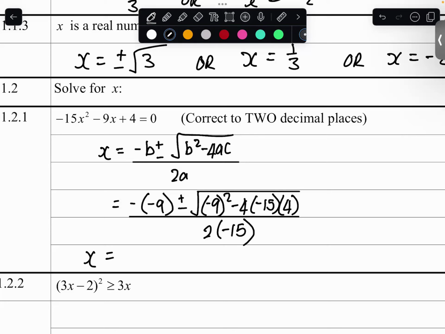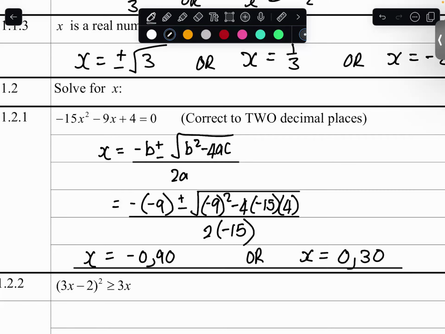So x is equal to, this question said round to 2 decimal places. We had negative 0,9 as one of the answers. So to 2 decimal places, that would be negative 0,90. And the other one is x is equal to 0,30. Those are my 2 solutions.